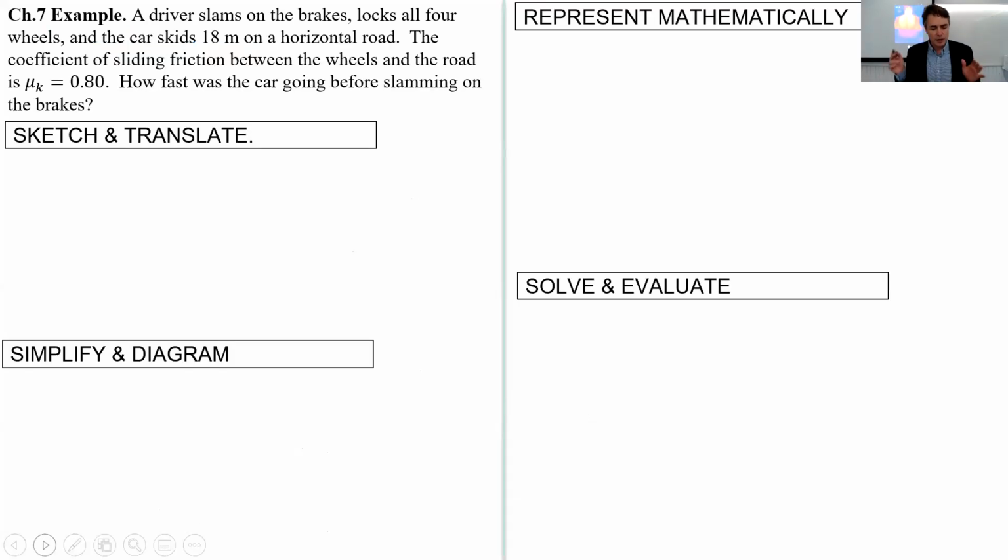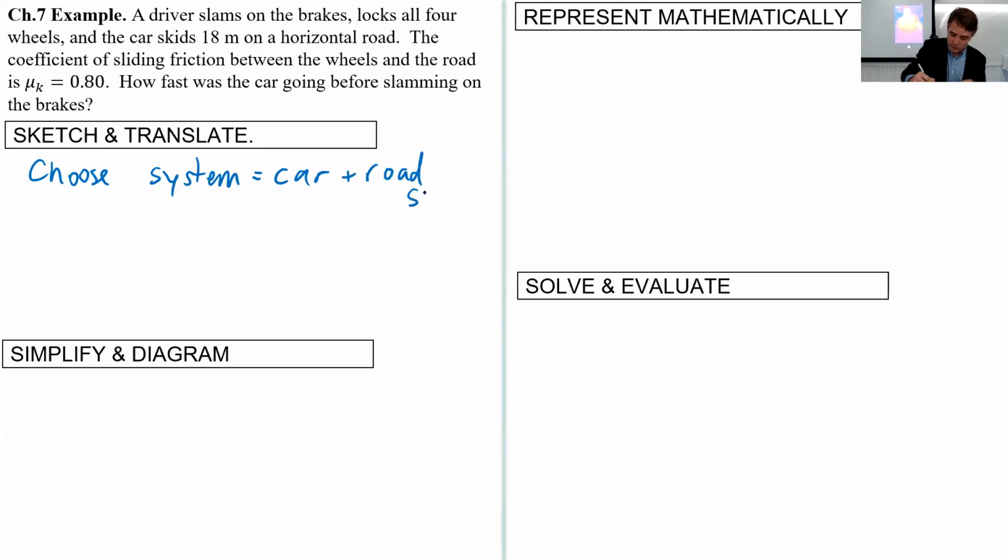Basic idea: a driver slams on the brakes, locks all four wheels, and the car skids 18 meters on a horizontal road. The coefficient of sliding friction between the wheels and the road is mu_k = 0.8. How fast was the car going before slamming on the brakes? We're going to do this with energy. We're going to choose the system to be the car plus the road surface. So the road surface is going to have some internal energy.